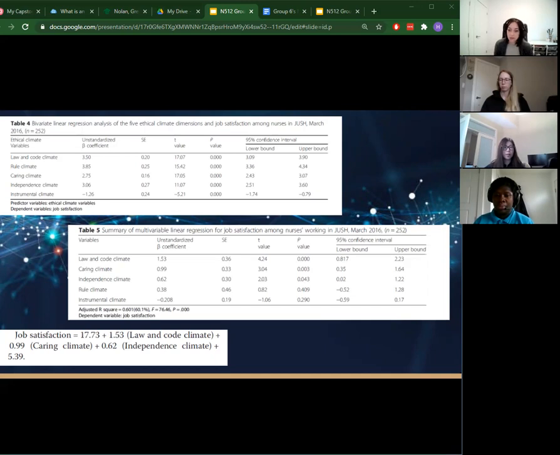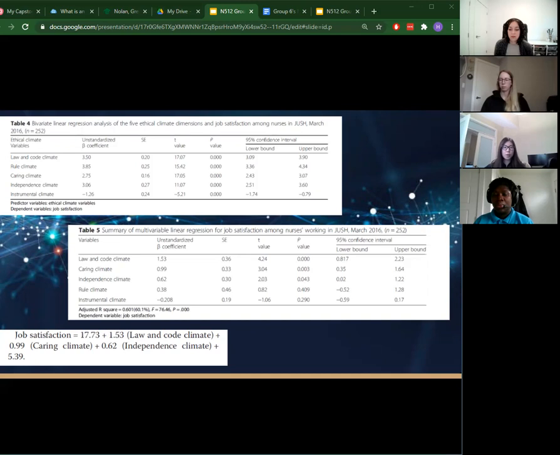Like we mentioned before, this article completed simple and multiple linear regression. Similar to simple linear regression, the goal of multiple linear regression is to model the linear relationship between our independent variables and our dependent variable. As you can see, an equation was created with the multiple regression analysis to predict job satisfaction using ethical climates as predictors. We wanted to point out that after using multiple linear regression, it is interesting that while law and code, caring, and independence climates continue to have a significant effect on job satisfaction, rules and instrumental climates did not.